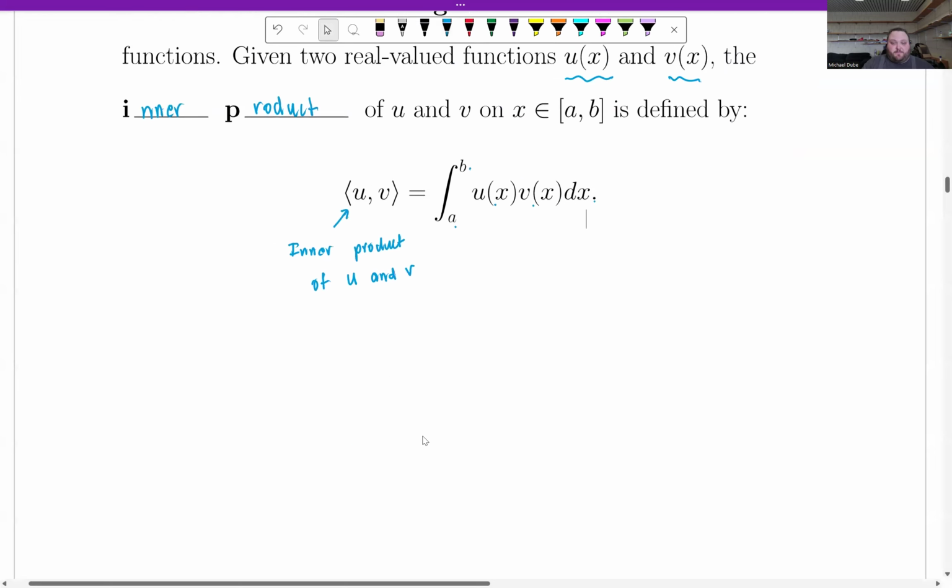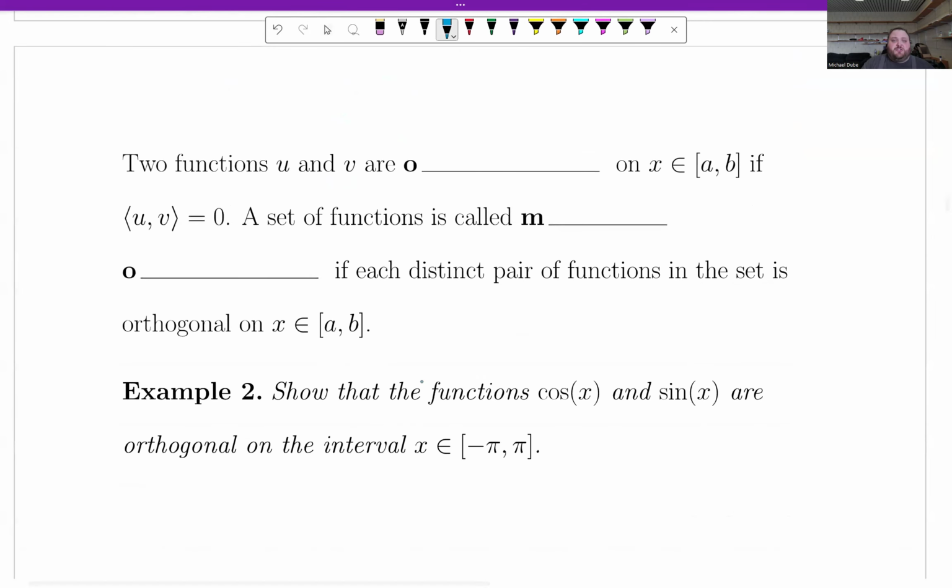Okay, two functions, u and v, are said to be orthogonal on the interval x from a to b inclusive if the inner product of u and v is equal to 0. Okay, cool. Okay, so we say they're orthogonal if the inner product equals 0.